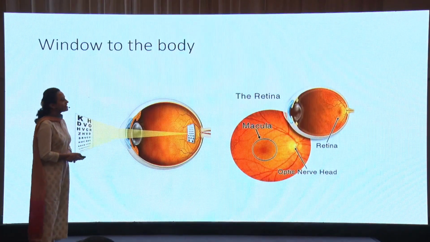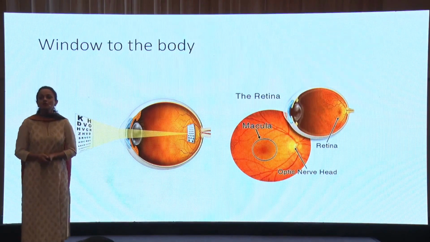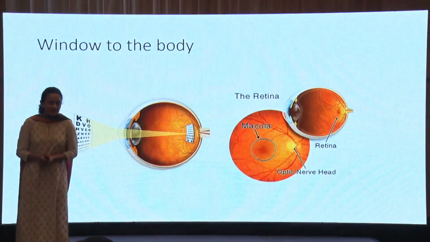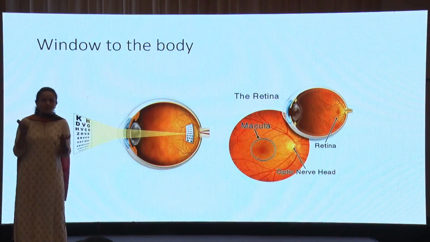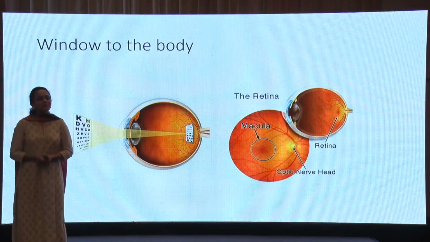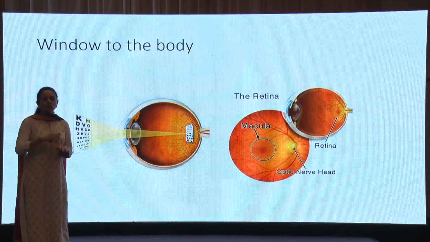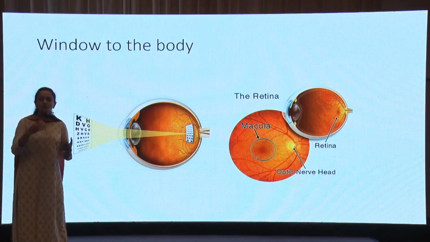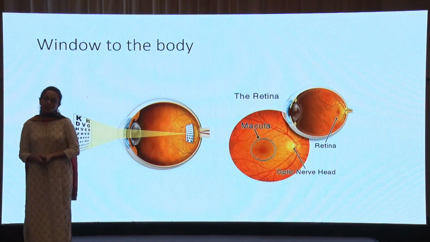Our eye is, in the real sense, a window to our body. Our eyes do express our feelings, gratitude, love, fear, anger, and not only emotions, but it is a window to the other diseases that happen in our body.